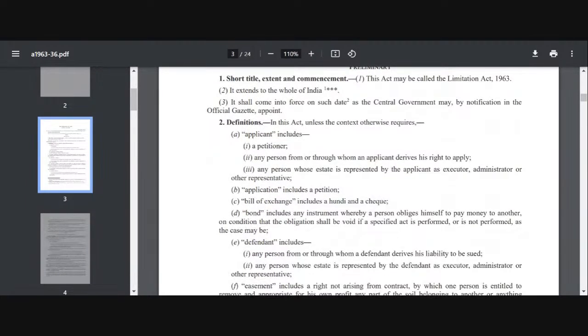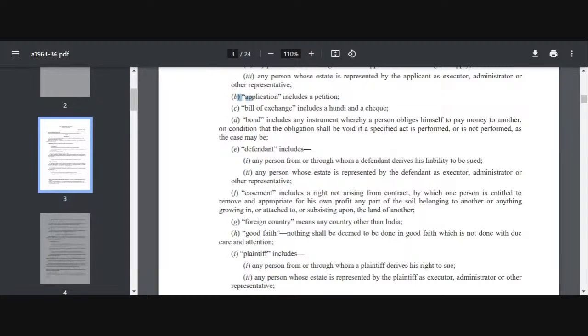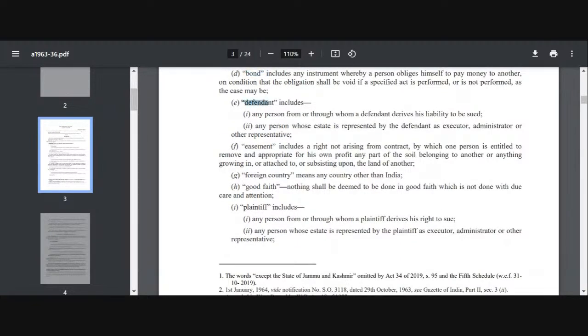Now there are some definitions, and these definitions are really important. It might come in an MCQ, they might ask where is applicant defined in the Limitation Act. So please write section 2 clause A, which defines applicant. Section 2 clause B defines application. Section 2 clause C is bill of exchange, which includes a hundi and a check. Section 2D is bond, 2E is defendant, 2F is easement.